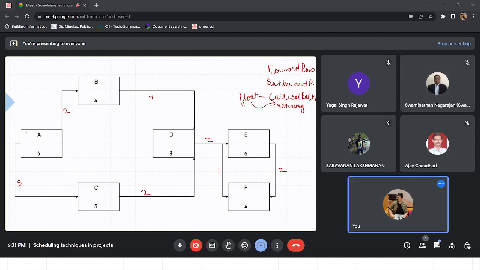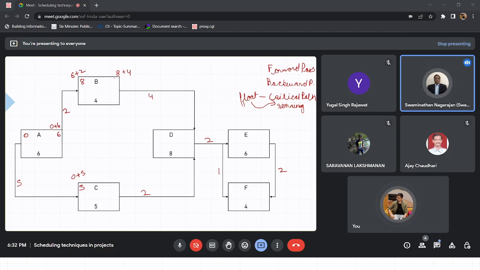Starting the forward pass, the first activity from the network looks like it is A. Forward pass, continuous activities, right? Non-interruptible. So this becomes 0. 0 plus 5, this becomes 5. Similarly, if we come to this point, this becomes 0 plus 6, 6. 6 plus 2, 8. There is only one relationship at this point, so 8 plus 4 becomes 12. Now coming to the bottom part first, 5 plus 5, 10.